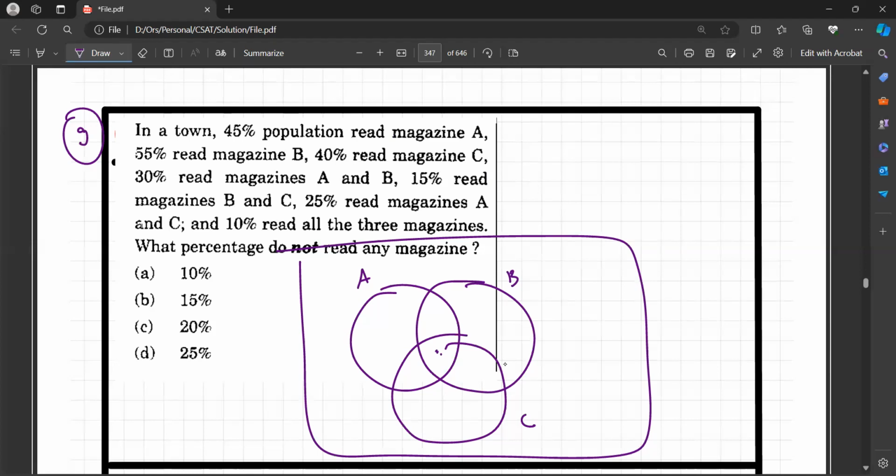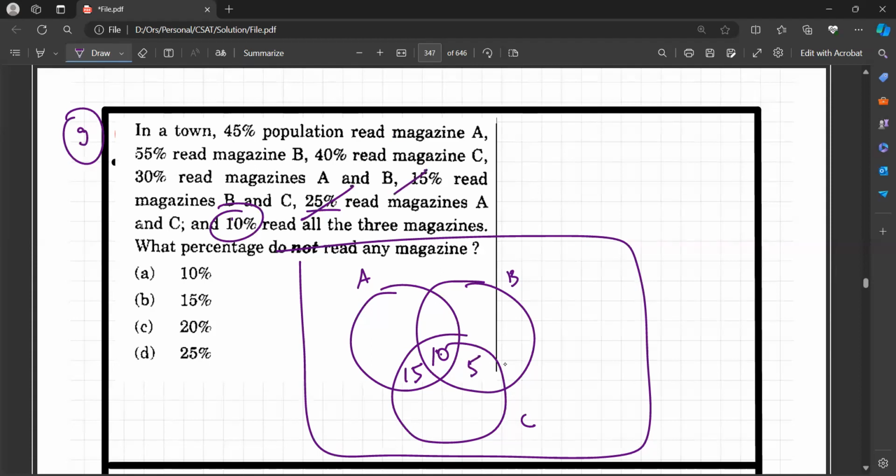magazine A and C. Start from the last data. 10% read all the three magazines. If the total population is 100, this has to be 10. Now, pick any two data. 25% read magazine A and C. Magazine A and C has to be 25%, out of which this is 10, so this has to be 15. 40%, 15% data, 25% is over. 15% read magazine B and C. So 10 is already present, so this has to be 5.